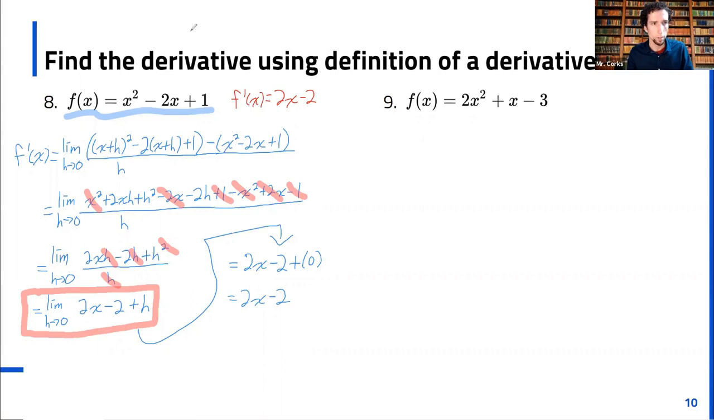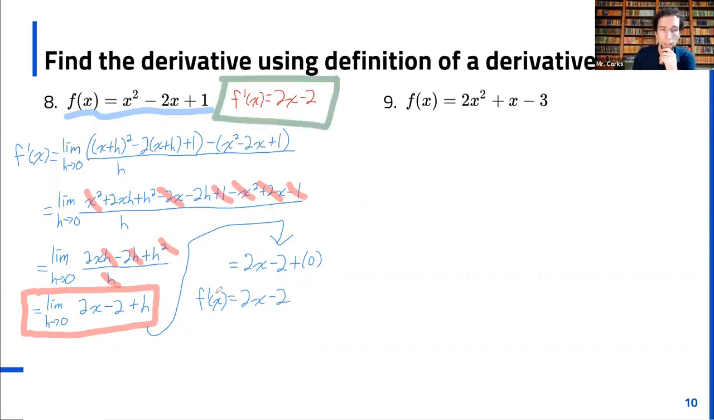So the result here is that f prime of x, our derivative function for the original, is 2x minus 2. And that's what we got with our shortcut rule there. So same result.